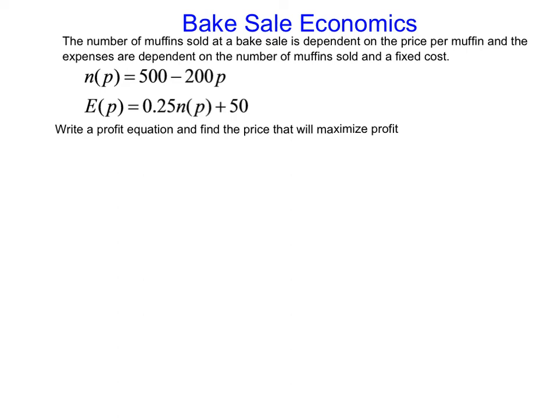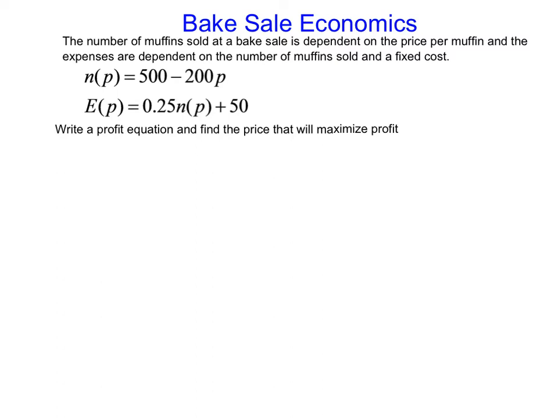Hello there. In this problem, we're going to do an economic supply and demand type problem where, let's imagine a bake sale, we're selling muffins, and the number of muffins we sell is somehow dependent on the price. And also the expense that we have for running this thing is dependent on the number of muffins that we're going to sell, because we have to buy supplies for them, plus some fixed cost of getting the stand set up, maybe hiring somebody, who knows.